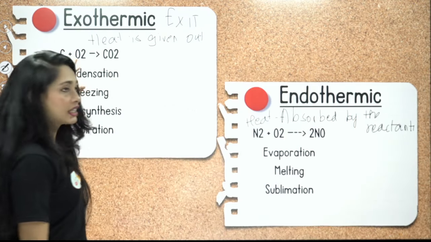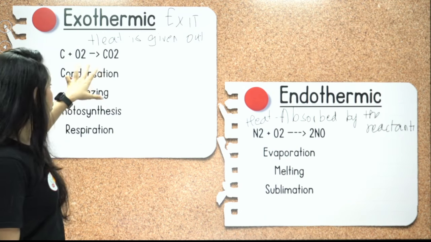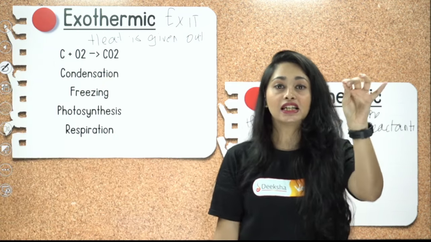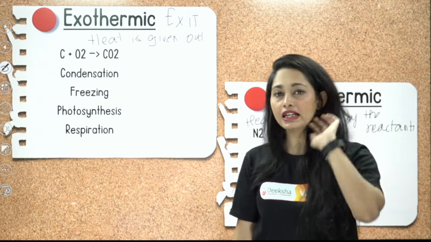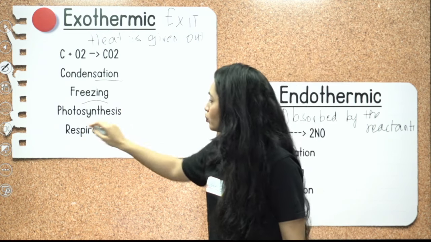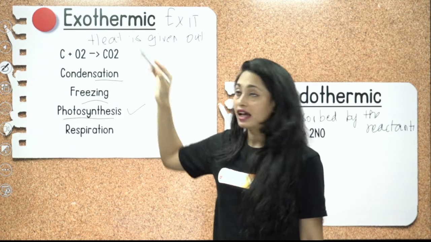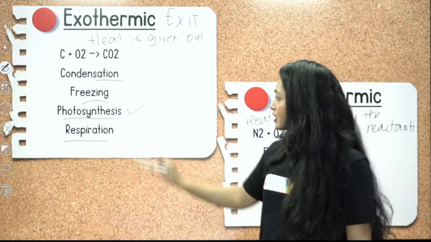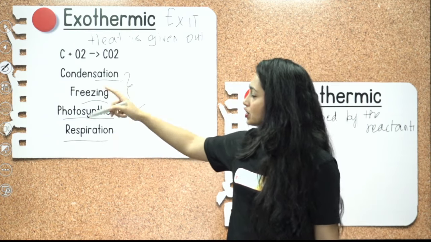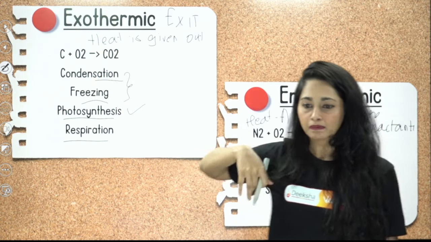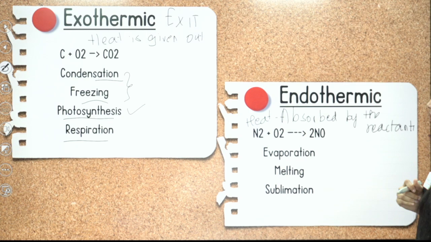Okay, so examples are there. This is an example for combustion reaction. In combustion reactions, always, there is release of heat. Heat is produced, heat is given out. So condensation, freezing, photosynthesis, even photosynthesis is an exothermic reaction. And respiration, exothermic reaction. Condensation and freezing are not chemical changes, but they have involvement of heat energy. And then we have endothermic reactions.